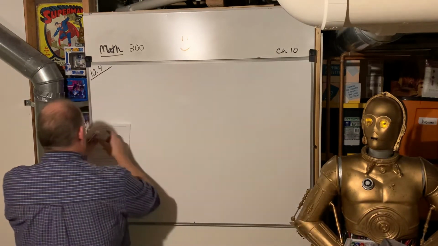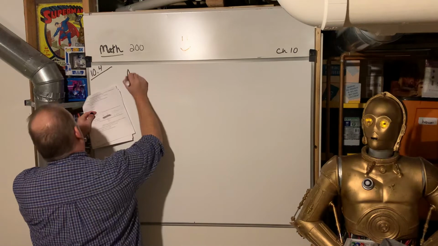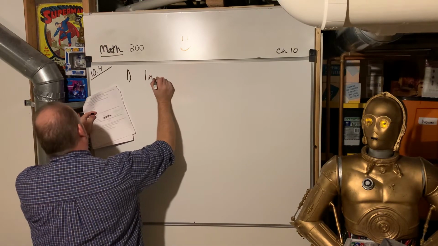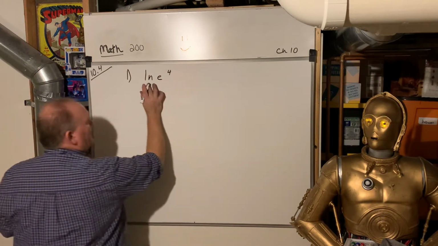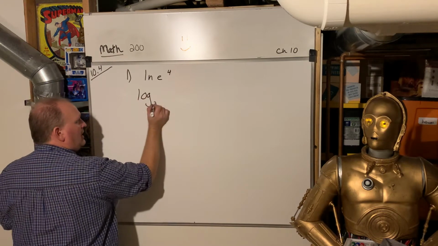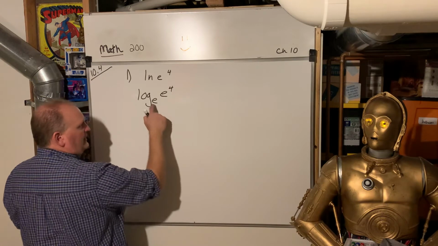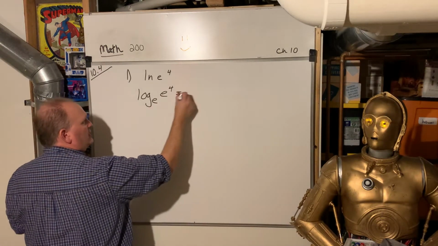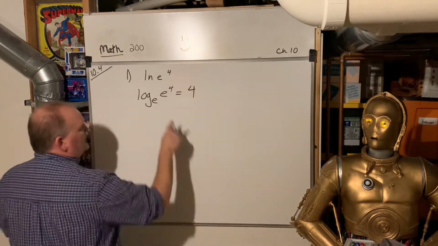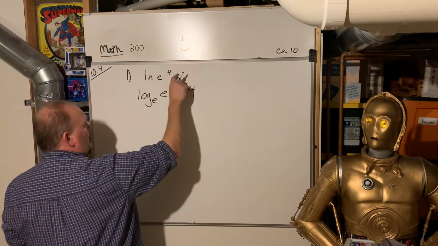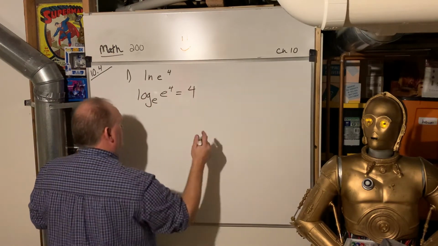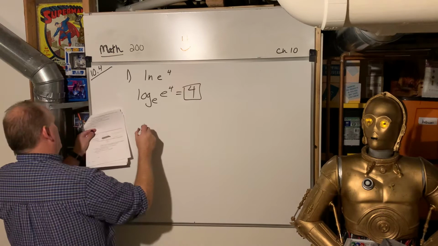All right, and so for ln of e to the 4th, well, ln is just a fancy way of writing log base e. That's the natural log of e to the 4th. Well, think about e to what power is e to the 4th? That's just 4. If you take ln e to the 4th power in your calculator and hit enter, it'll kick out a 4.